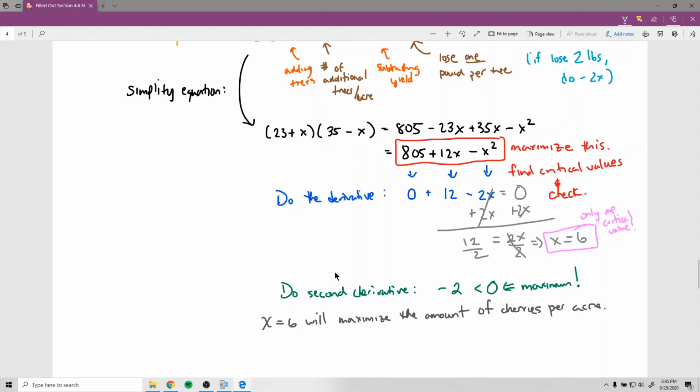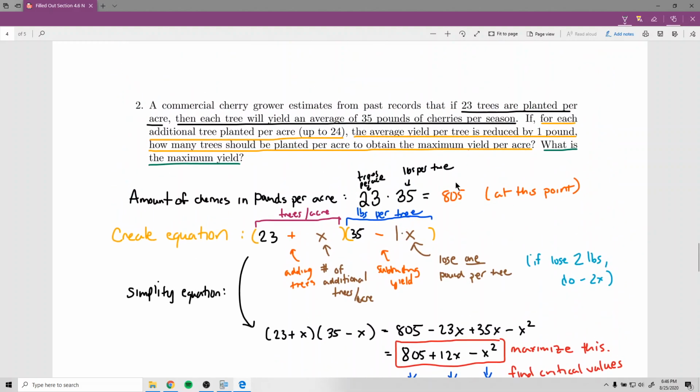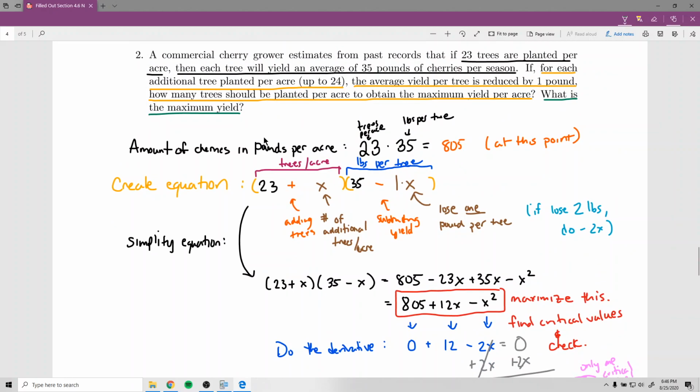Now I'm just going to scroll back up to reread what the question's actually asking for. It asks how many trees should be planted per acre to obtain the maximum yield, and what is the maximum yield? Our equation is the one we created right here. This will give us the yield of cherries. So we're going to plug in x equals 6 to here to get the yield. And then how many trees per acre? Well, that's just this portion here. So we plug in x equals 6 to this part.